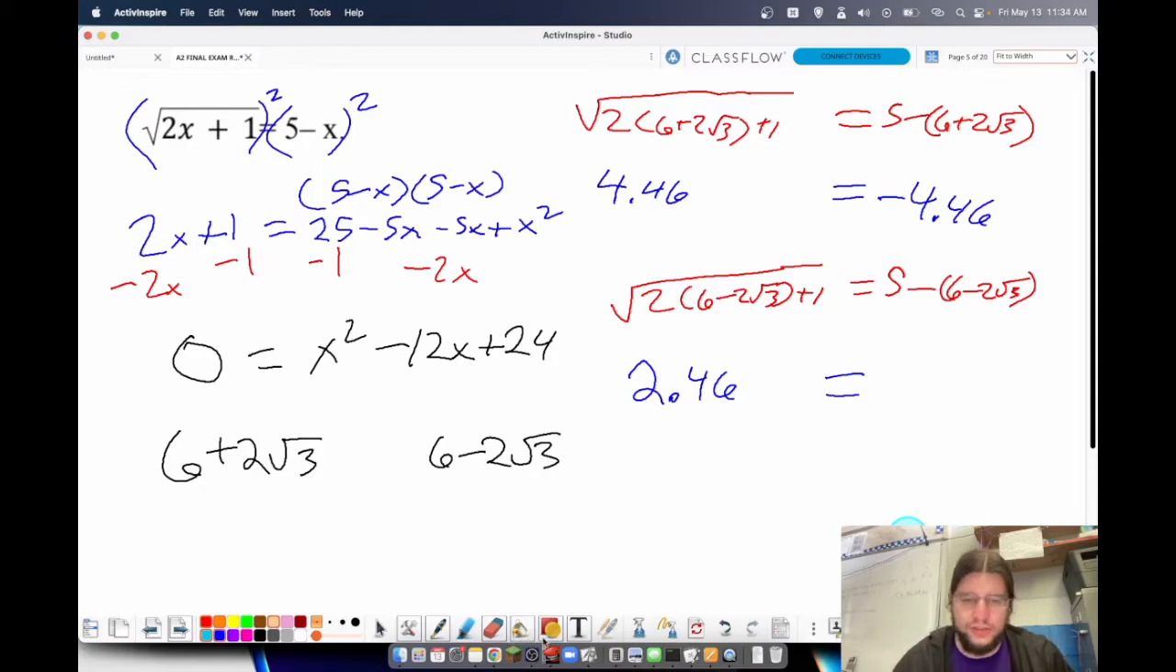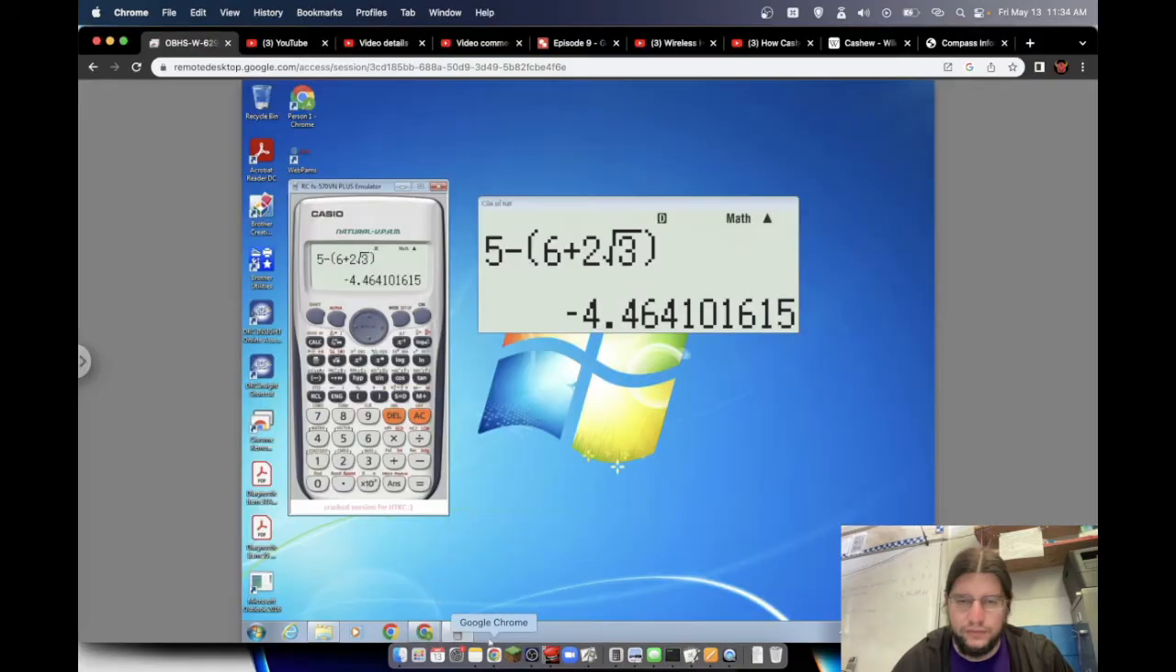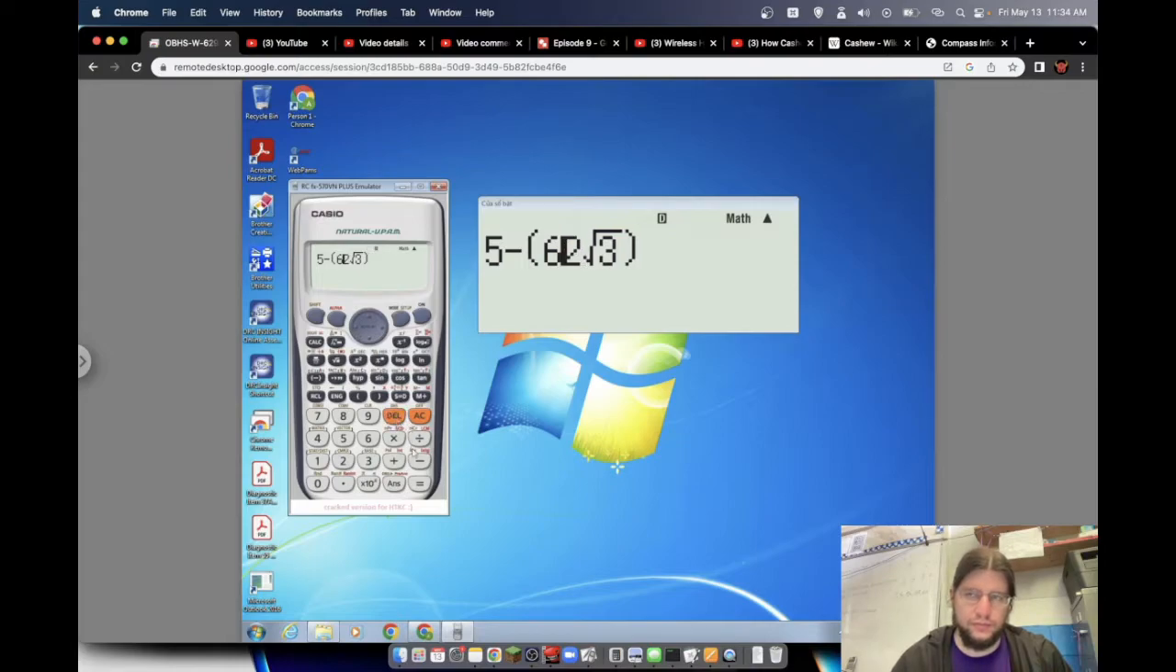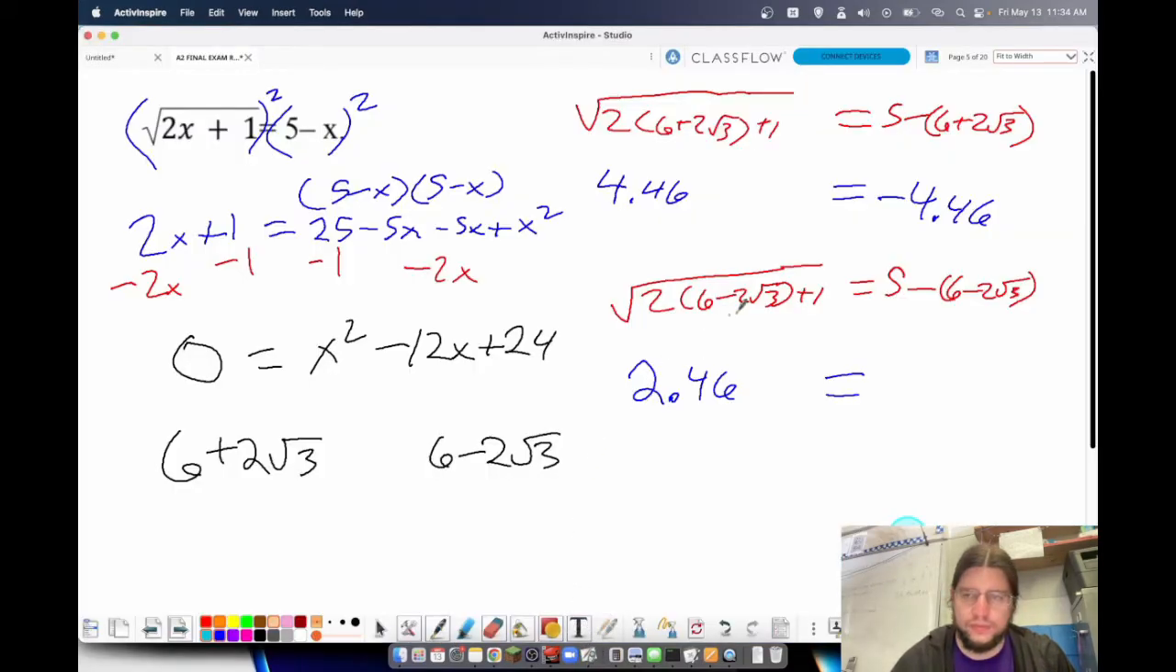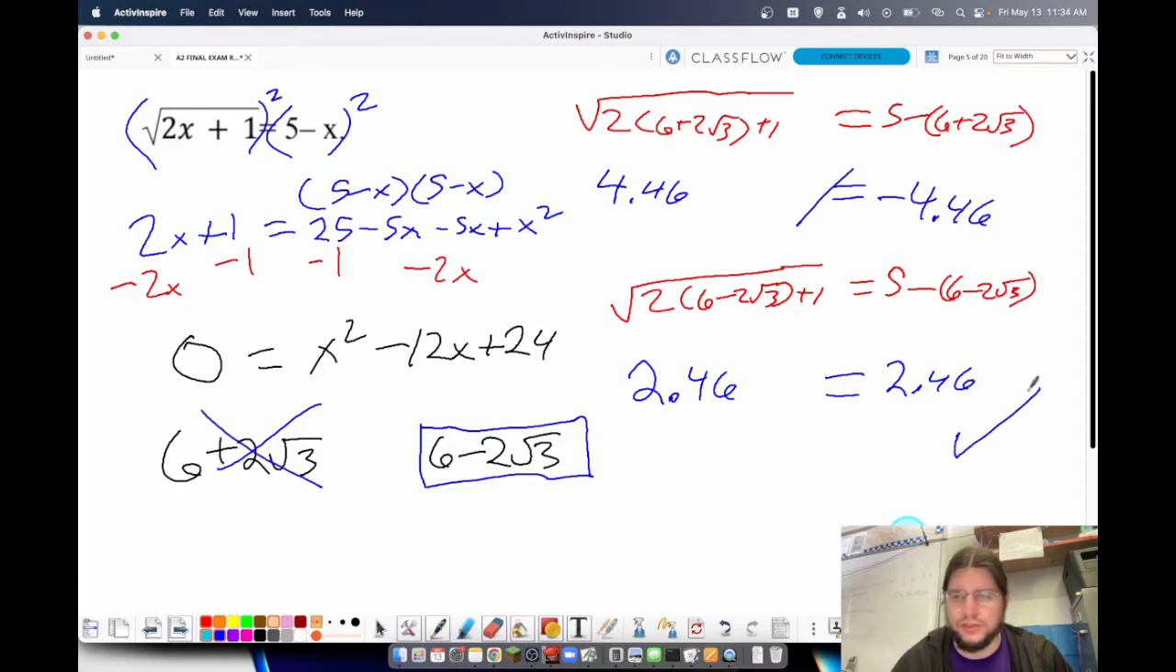Now over here, let's see if this one works. Just going to change that plus to a minus. And we get 2.46. So that one does work. So the minus works, but the plus does not. That's an extraneous root. So this one, not equal to this one, checks out. Let's see what we got next.